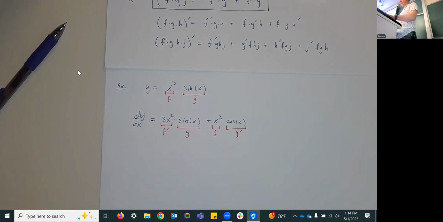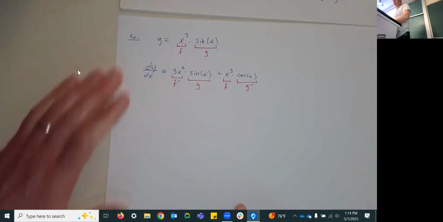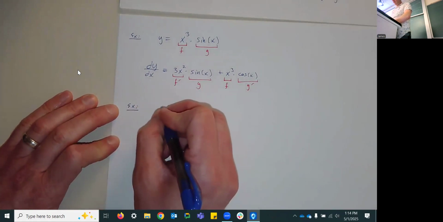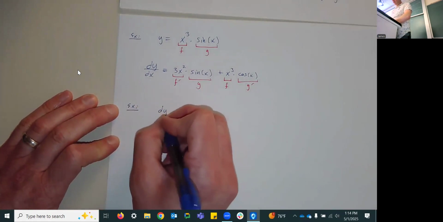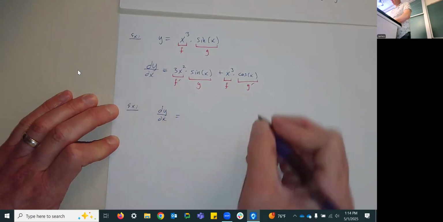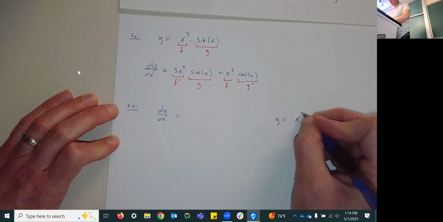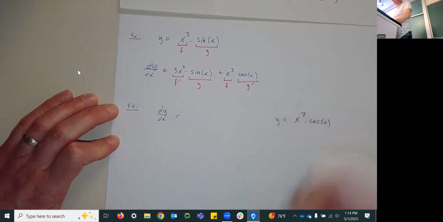That's the gist. So why don't you all try taking the derivative of, sorry, I wrote this in a very weird way, x to the 7th power times cosine of x.